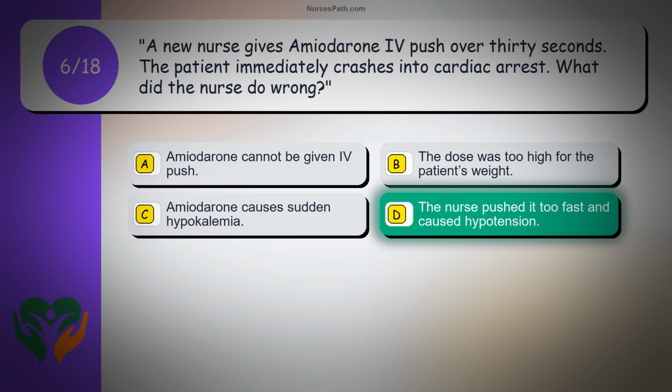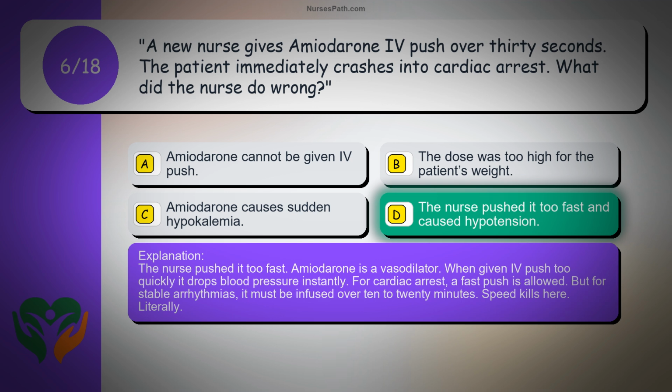The correct answer is option D. The nurse pushed it too fast and caused hypotension. Amiodarone is a vasodilator. When given IV push too quickly, it drops blood pressure instantly. For cardiac arrest, a fast push is allowed, but for stable arrhythmias, it must be infused over 10 to 20 minutes. Speed kills here, literally.